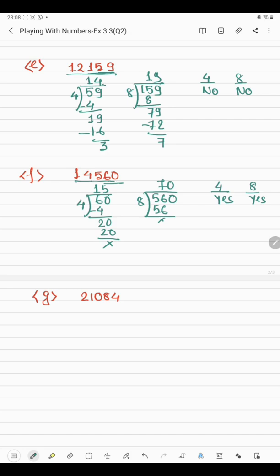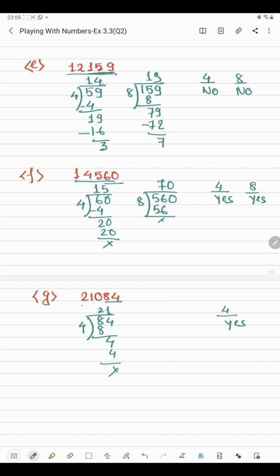Okay. Now coming to the G part, here we have 21084. Again, to check the divisibility by 4, we need to take the last 2 digits. So 84 divided by 4: 4 2s are 8, and 4 will come down. Now 4 1s are 4. So what we have got? We have got 0 as remainder. So since 84 is divisible by 4, that means 21084 is also divisible by 4. So we will write yes.